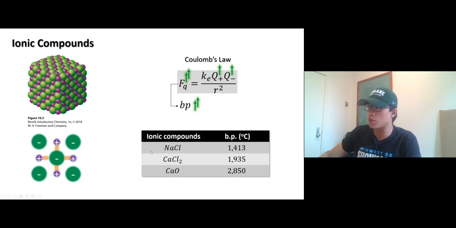Let's take a look at some of the boiling points. So sodium chloride, if you know, sodium is +1, chloride is -1. So the boiling point is about 1,000, right? Calcium +2 and chloride -1. So the interaction is stronger because the charge is higher right here. So higher Q, so higher Coulombic force. Okay, calcium oxide is even higher because the cation has +2, oxide has -2, so the boiling point shoots up to 2,850 degrees Celsius. Not always true, right? But it's something you can look for.